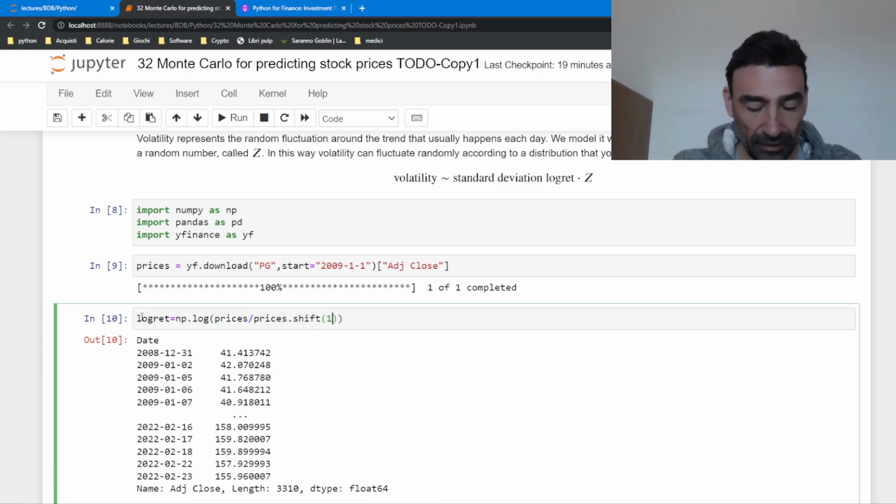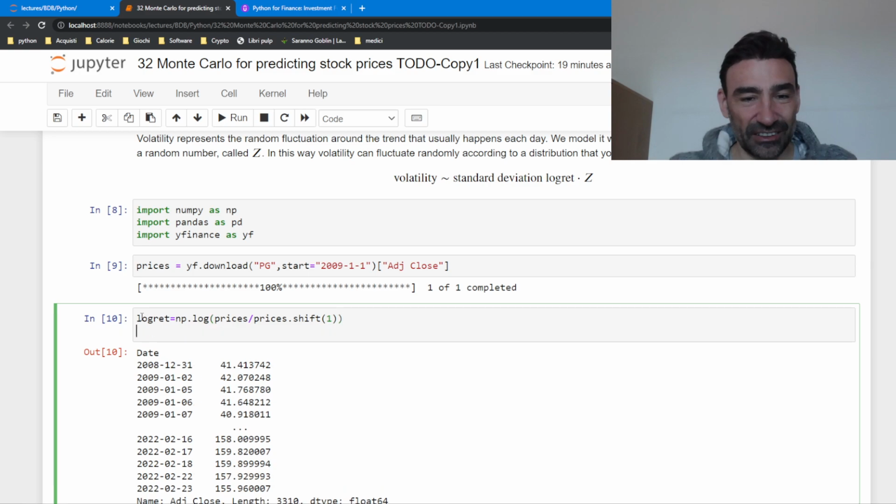I bet that in NumPy there is a tool to calculate this thing here automatically. Exactly as there is a tool to calculate the percentage change, probably there is a tool also to calculate this one. And let's also take a look at it.